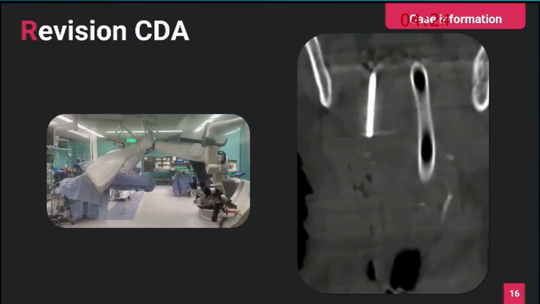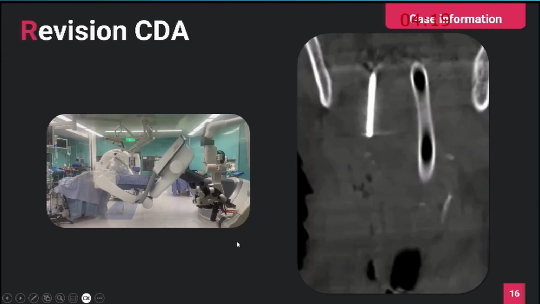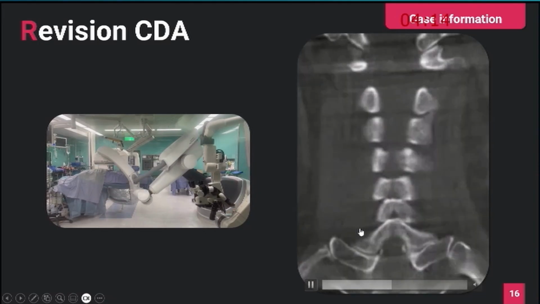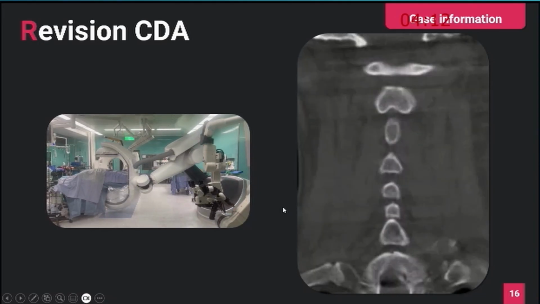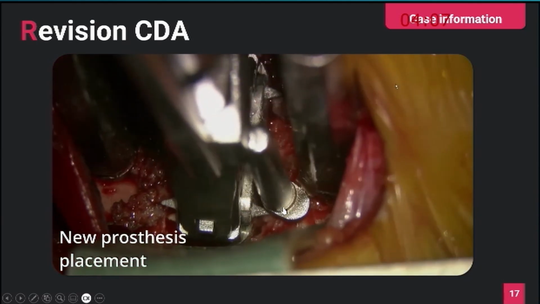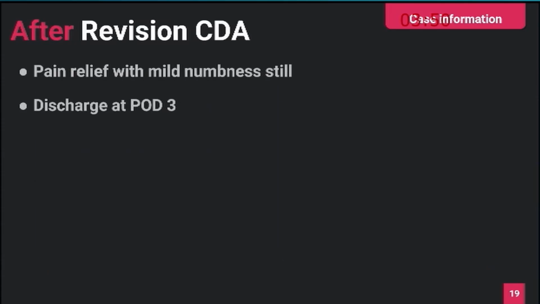Then we do it in the hybrid room, so we use the Artis Pheno system to do the intraoperative CTs, and you can see the bilateral complete decompression of the uncovertebral joints. Then we put a new prosthesis inside. So this was the removed artificial disc. As you can see, we destroy the anterior aspect to have enough space to remove the core, and that is 3 pieces of the artificial disc.